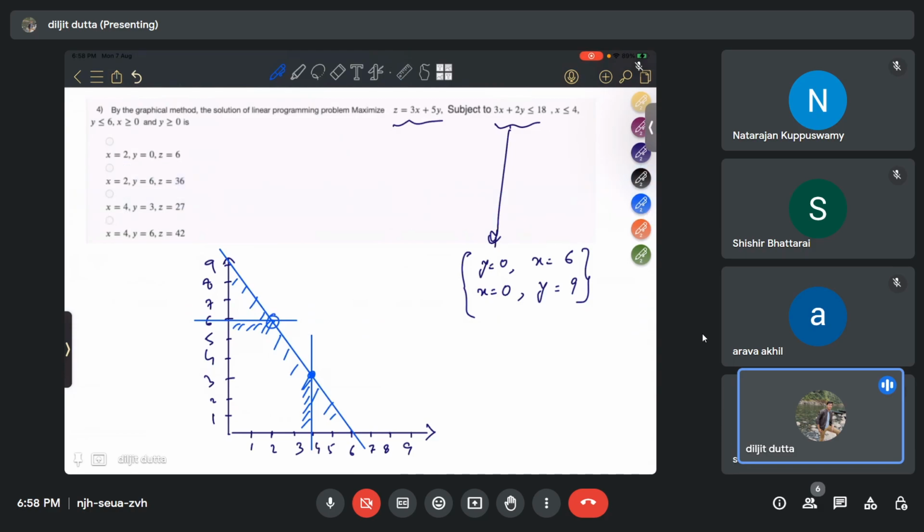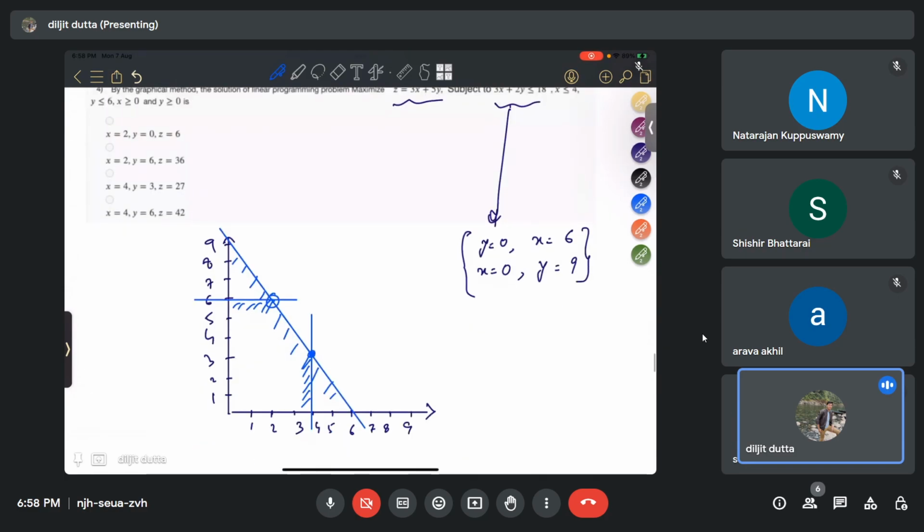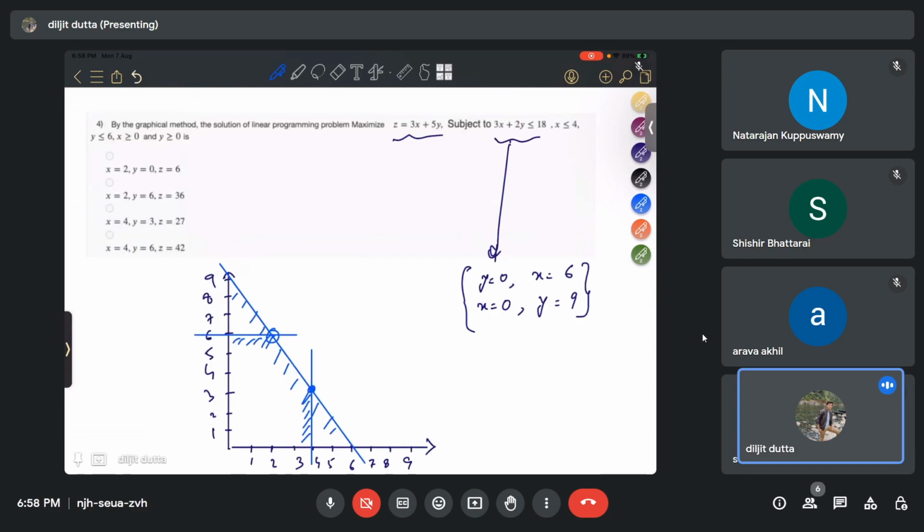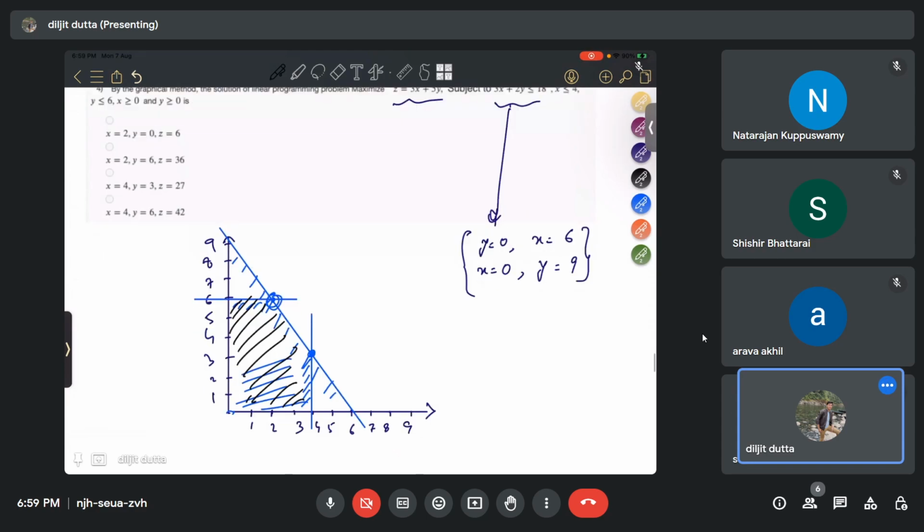Now we already saw in the last problem that the maximum value of the objective function we can get is at a vertex point that is at the farthest distance from the origin. So it can be this or it can be this, since this is the total final feasible region. So in this case, we will see what are the coordinates of these points.